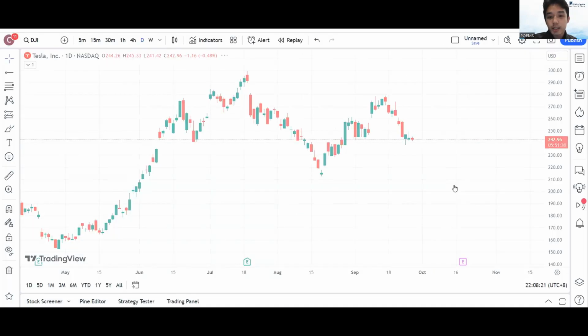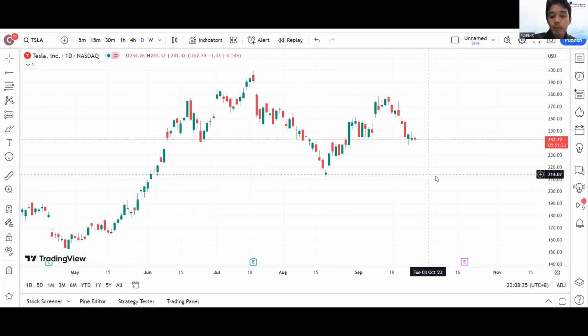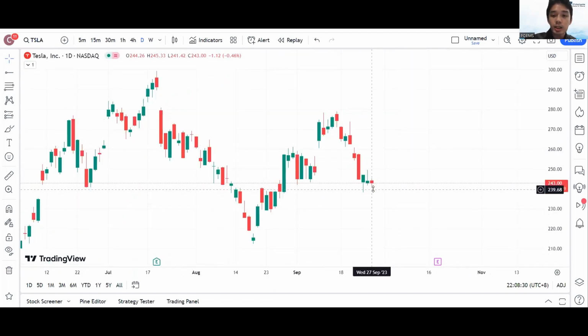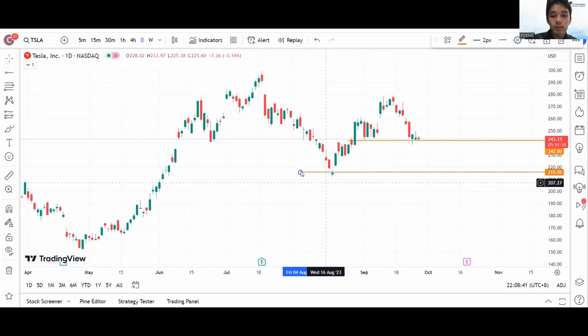So looking at Tesla right now, it's not very strong. It's about 0.51% down. According to today's chart, a good support level is at about 241. So we'll see if this level 241 holds out. If not, it'll be quite a downwards trend for the next few days, if not month.